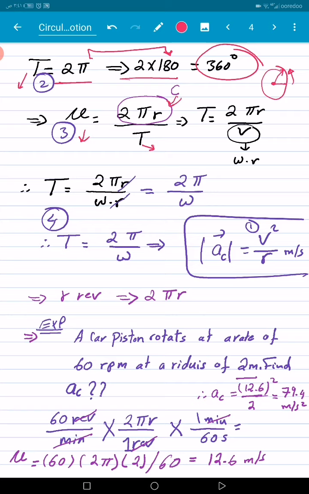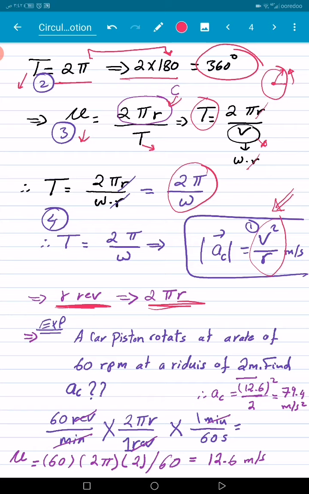Okay, from this equation, what does the period equal? T is equal to 2 pi R divided by V, and we know V is equal to omega R, so R cancels with R, so T is equal to 2 pi over omega, and the centripetal acceleration is equal to V squared divided by R. The important thing: one revolution, a complete cycle, how much? It is 2 pi R.